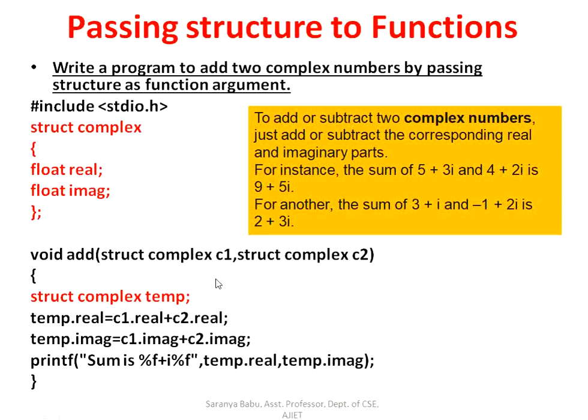How will I calculate the real part? c1.real plus c2.real. If you take these two numbers, this real part plus this real part. So same way, c1.real plus c2.real. Same way, temp.imaginary is equal to c1.imaginary plus c2.imaginary. Sum is so much. temp.real comma temp.imaginary. temp.real plus temp.imaginary i. Understood? This is how you pass the structure to functions.